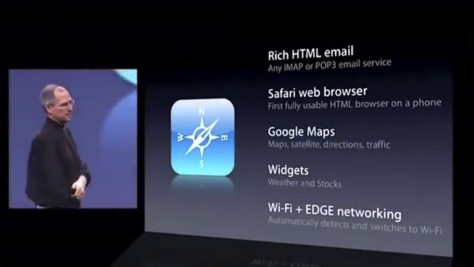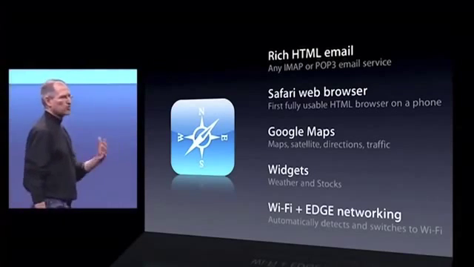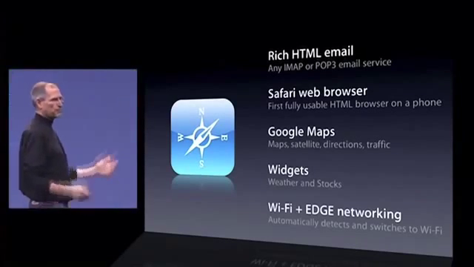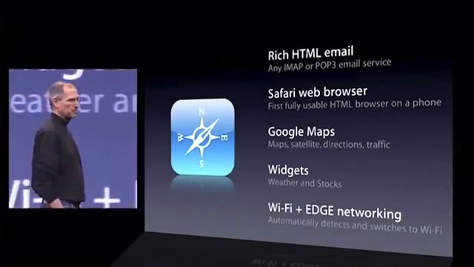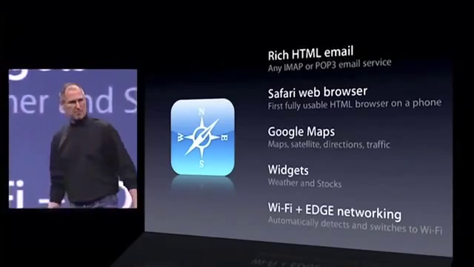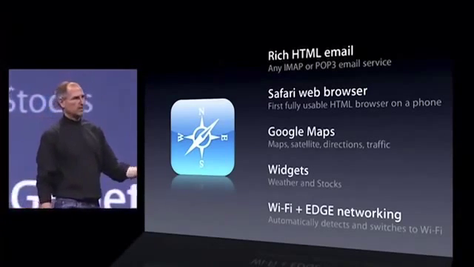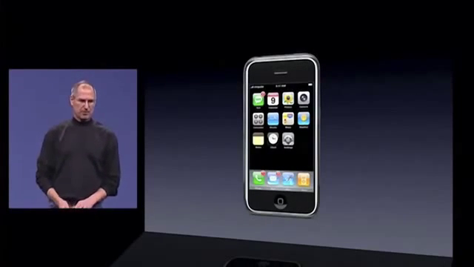So, all these amazing things. This is a breakthrough internet communicator built right into iPhone. The first rich HTML email on a phone, the first real web browser on a phone, best version of Google Maps on the planet, widgets, and all with Edge and Wi-Fi networking. We're very, very happy with this.